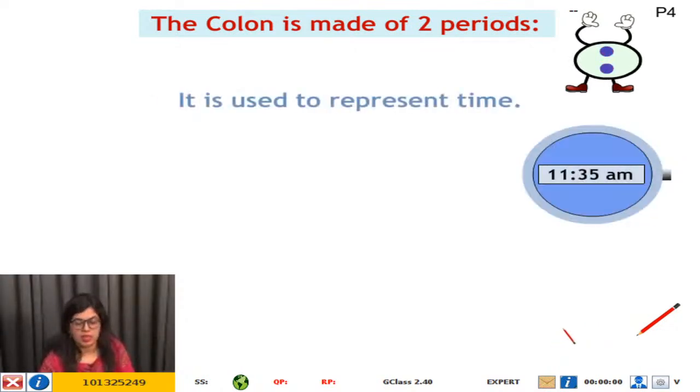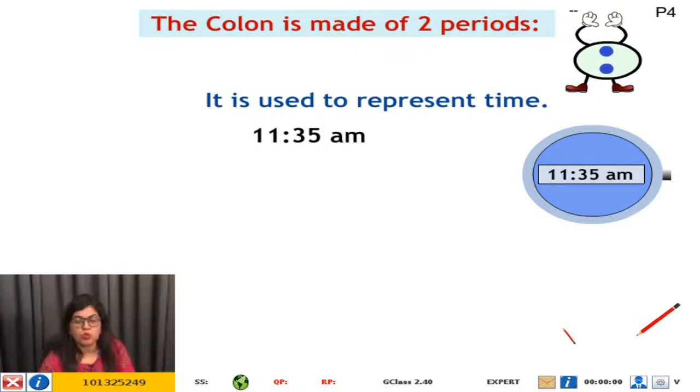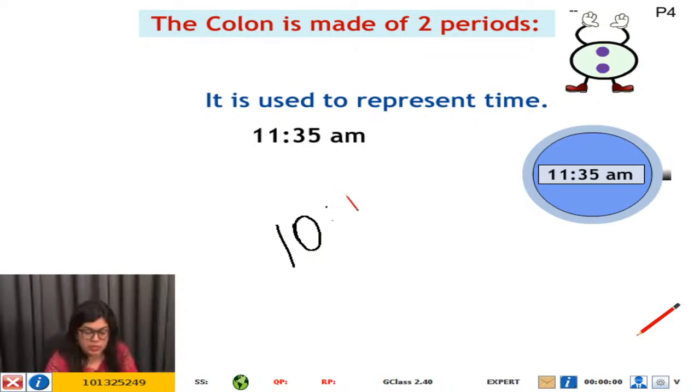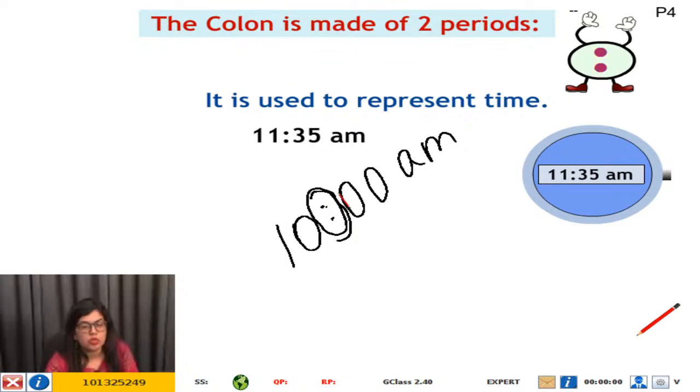Next, it is used to represent time. Look at the clock here. What is the time? Yes, 11:35 a.m. So it is used to represent time. When we write time, for example, 10 a.m., here this is a colon. So the colon is used to represent time.